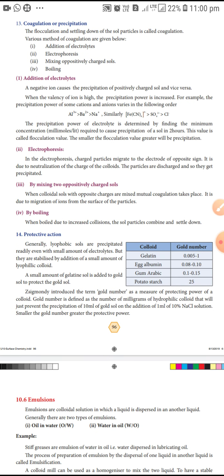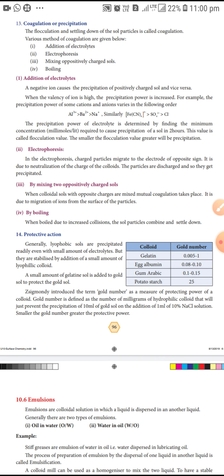Next, let us learn about coagulation or precipitation. The flocculation and settling down of the colloidal particles is called coagulation. Okay, the particles settle down. The precipitation method, that is coagulation. Various methods of coagulation: the first one is addition of electrolyte, the second one is electrophoresis, the third one is mixing oppositely charged sols, and the fourth point is boiling.